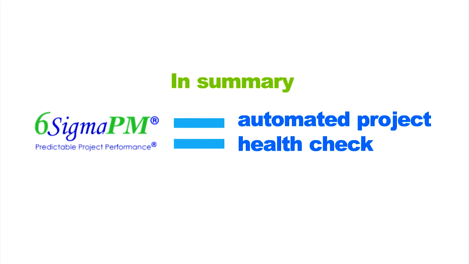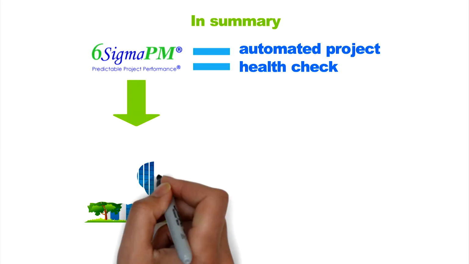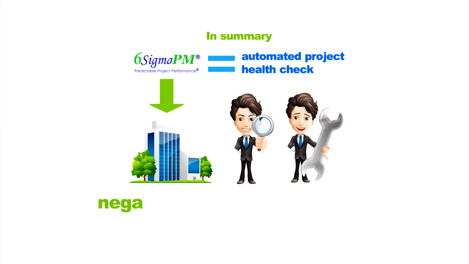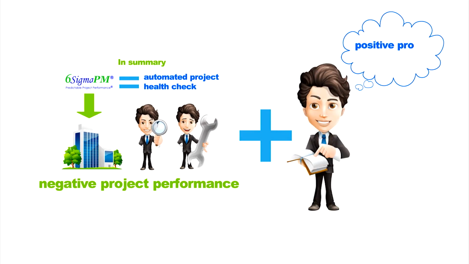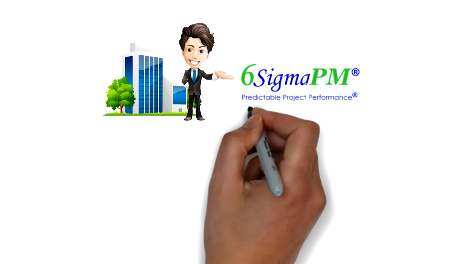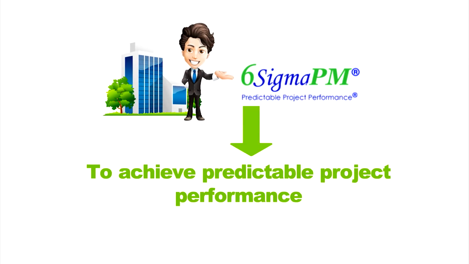In summary, 6 Sigma PM is an automated project health check that empowers organizations to identify and correct negative project performance and also learn lessons from positive project performance. Organizations like Patrick's use 6 Sigma PM to achieve predictable project performance.